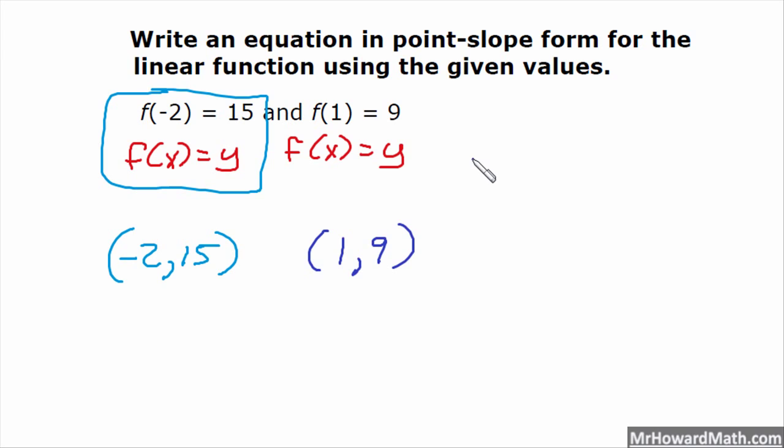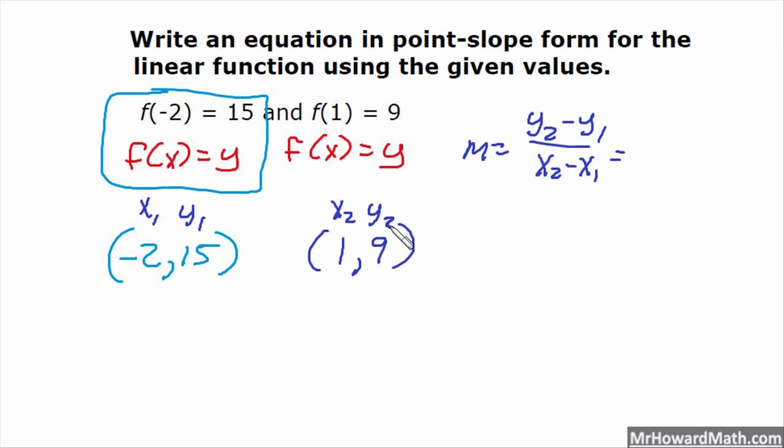So I need my slope first. m equals y2 minus y1 over x2 minus x1. So for us that would be, let's label these, we always should do that, x1 y1, x2 y2. So y2 9 minus y1 15 over x2 1 minus negative 2 would be a plus 2.